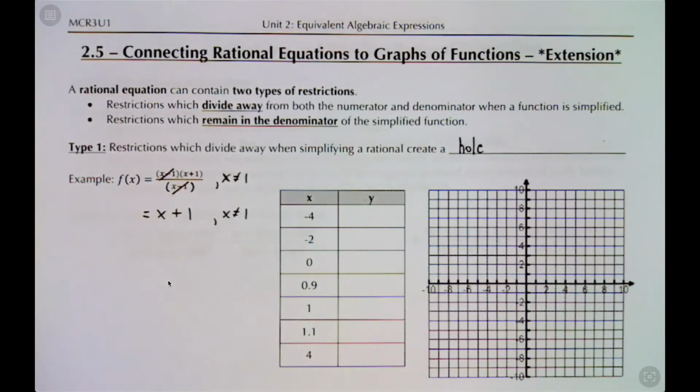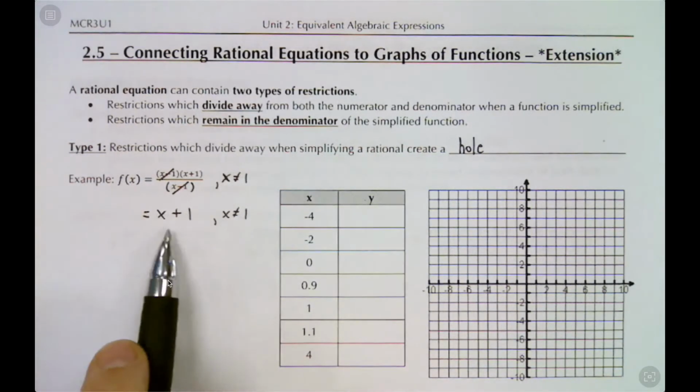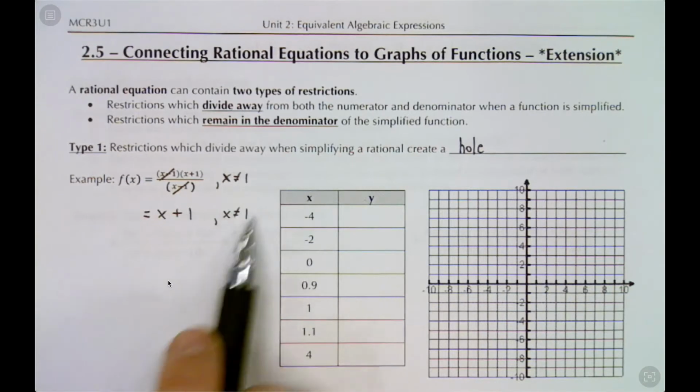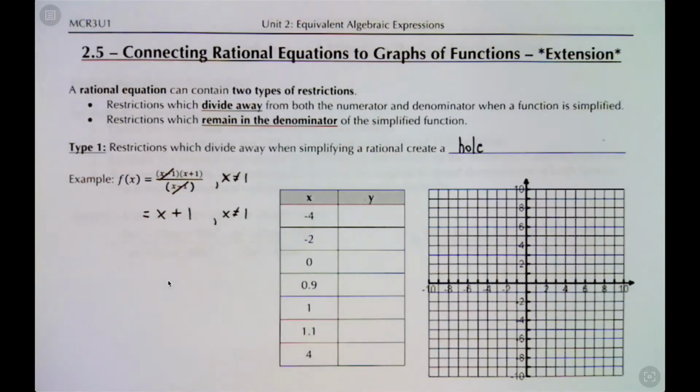So we have to ask ourselves, after that restriction divides away, what are we left with? Well, we're just left with the equation x plus 1. X plus 1 is a linear function. It's a line, equation of a line. Slope of 1, y-intercept of 1. But what does this restriction do? Well, if we take a look at a table of values, we can start to build what this line would look like and then explore what actually happens when x equals 1.